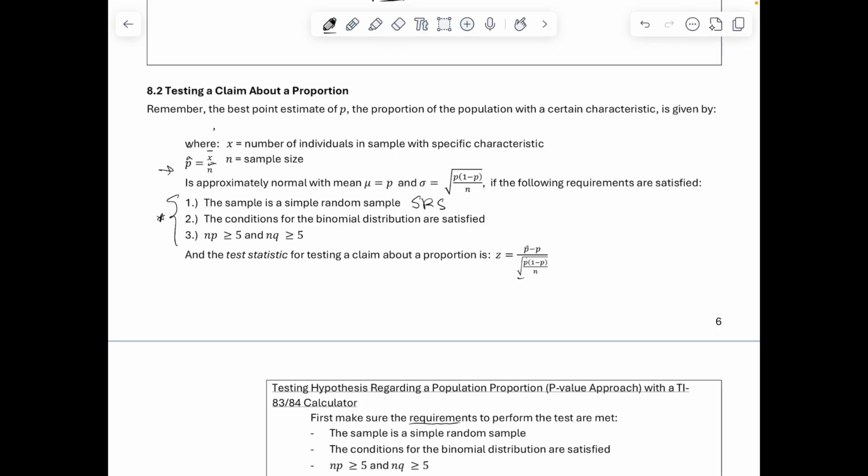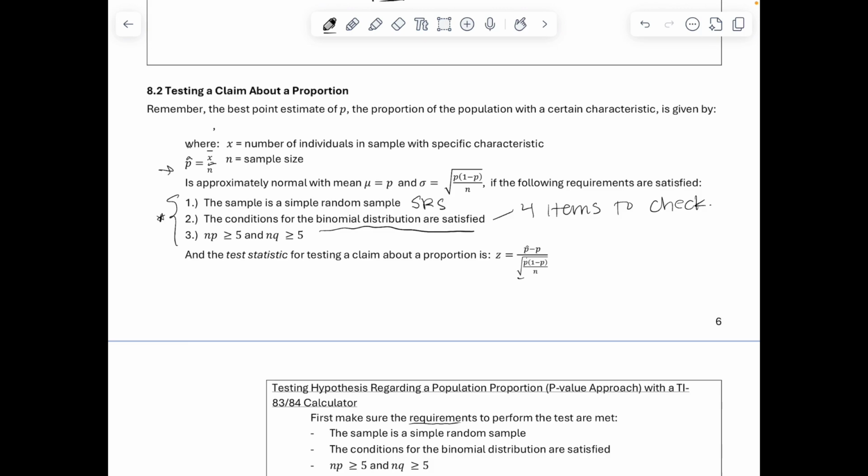The second thing is that the conditions for the binomial distribution are satisfied, and there are four things here that you need to check. Those four things are that you have a fixed number of trials, the trials are independent, you have a fixed probability, and there are two mutually exclusive outcomes. And then n times p and n times q are both greater than or equal to 5.